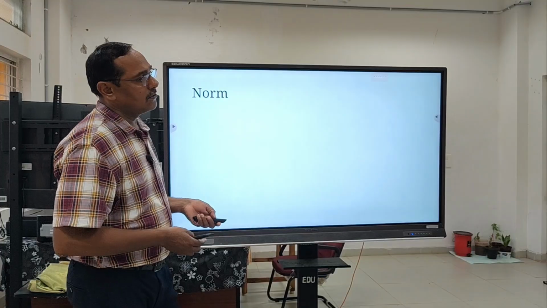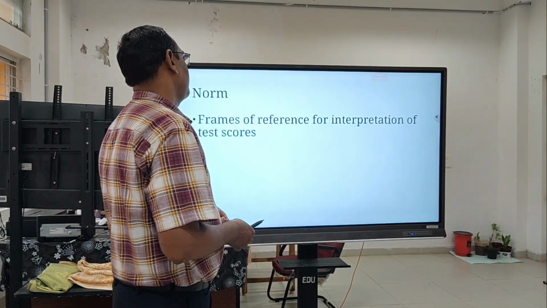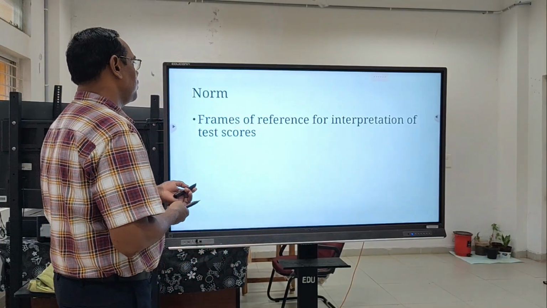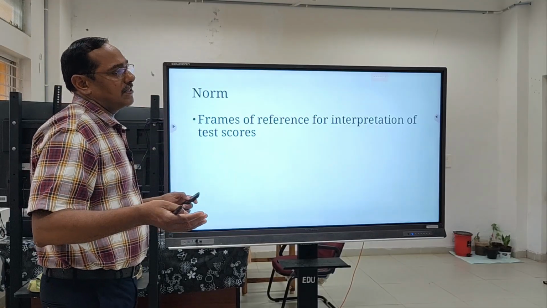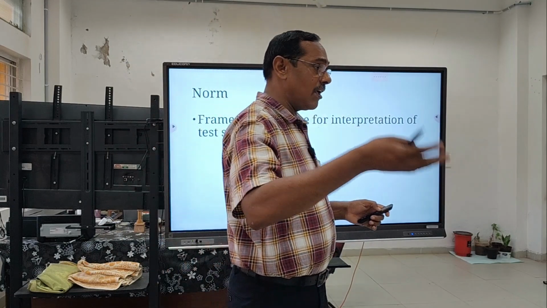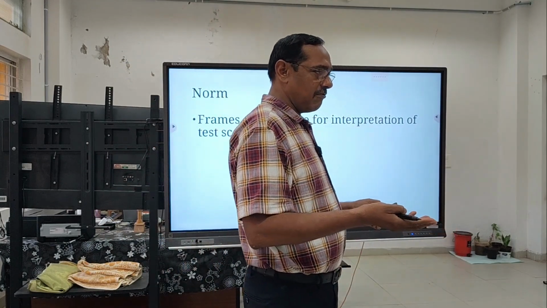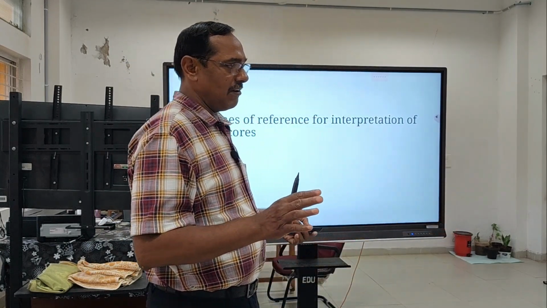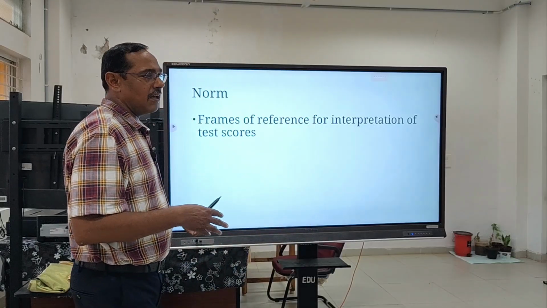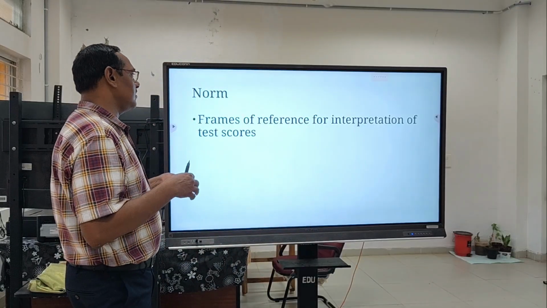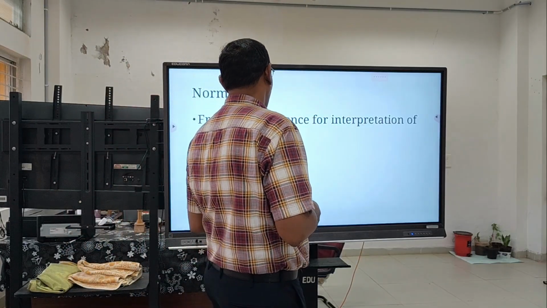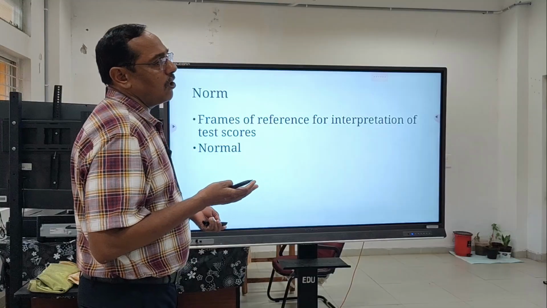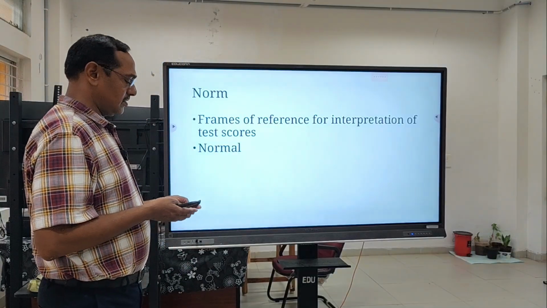So norm is the frame of reference for interpretation of test scores. See, test scores are there. How to interpret them? If somebody gets 90, we say you have done well. If somebody gets 35, we say you have done poorly. If somebody gets 20, they have not passed. So those are frames of reference for interpretation of scores. And we may use a normal probability curve to predict norms.